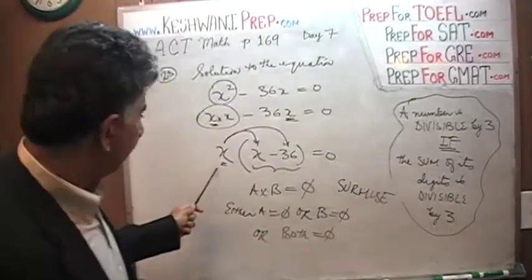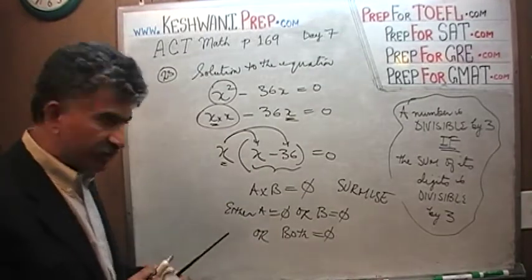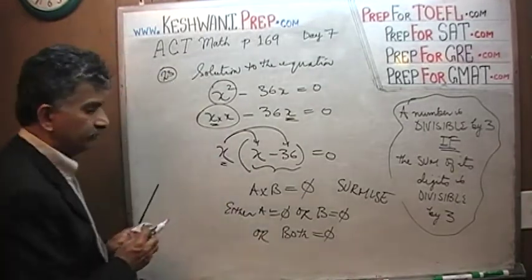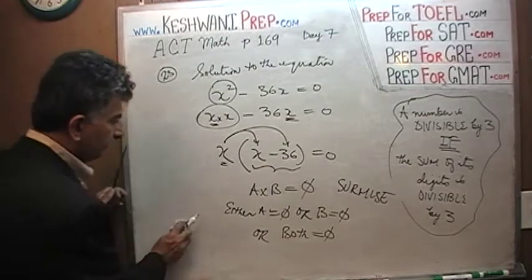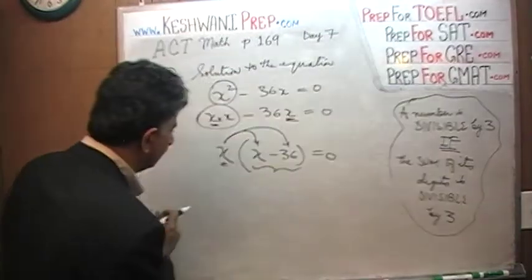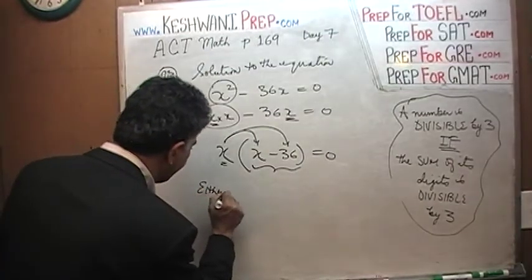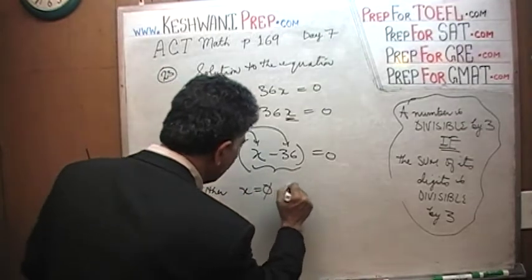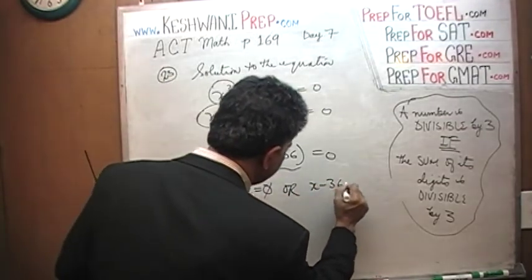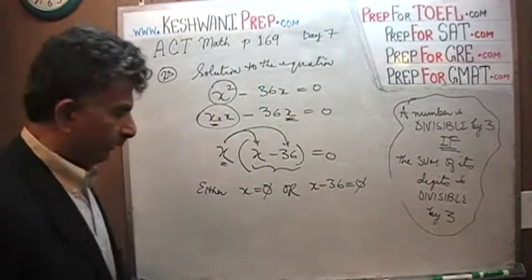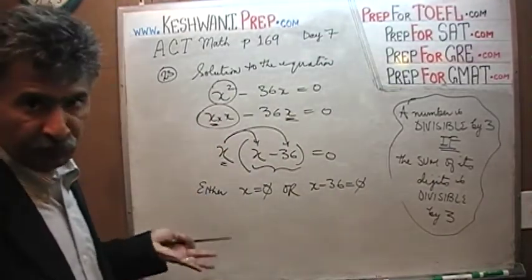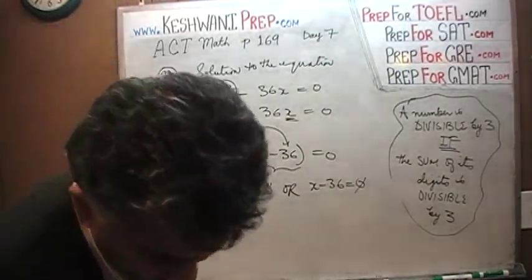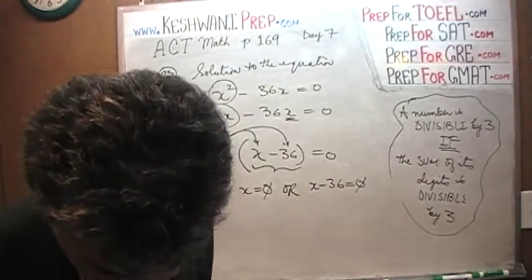So we have two quantities, x and x minus 36, which means either x is equal to 0 or x minus 36 is equal to 0. If x is equal to 0, then x is equal to 0. That's your solution. X is equal to 0. Is 0 one of the answer choices? If 0 is one of the answer choices, we are all done.